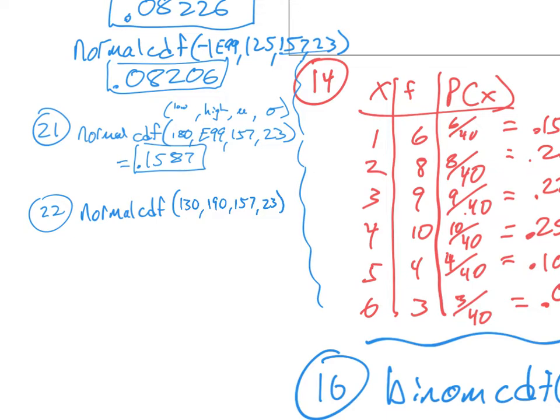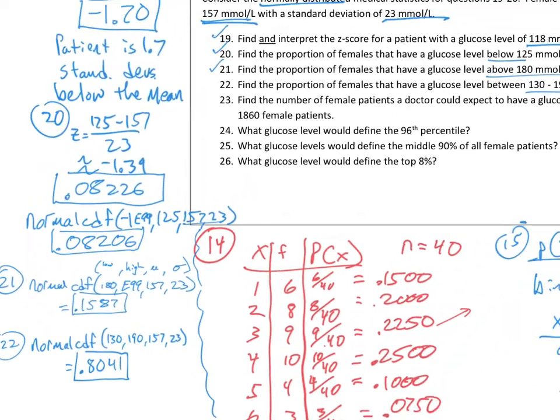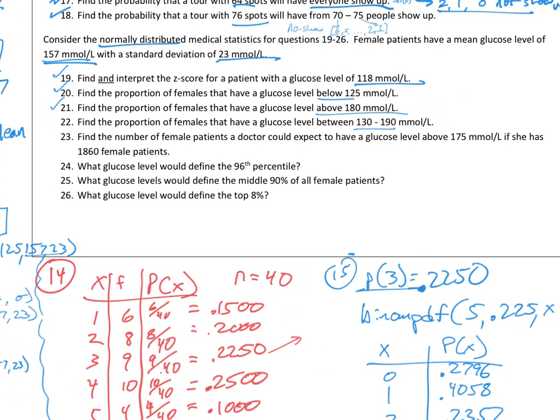So you can actually just hit second entry on your calculator and just change it to fit that. And we should get about 0.8041. All right. That's the idea there. 23.